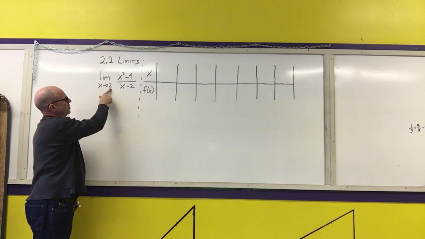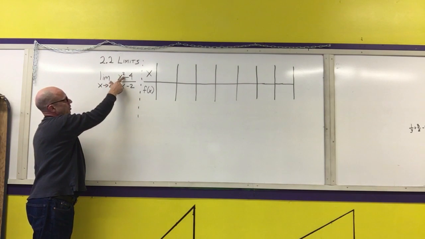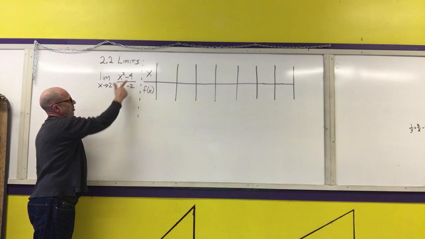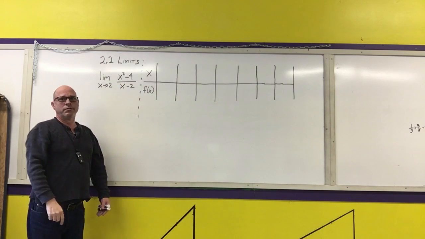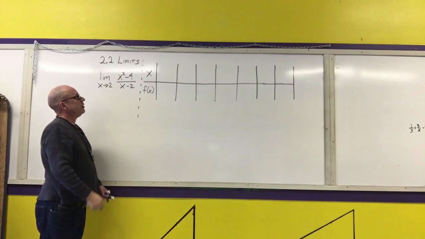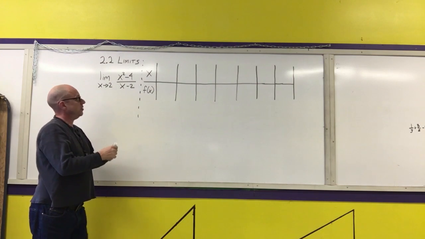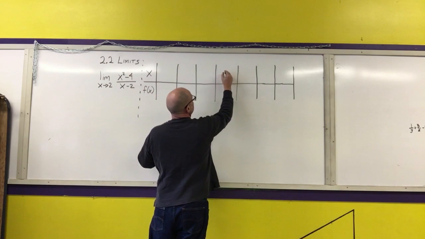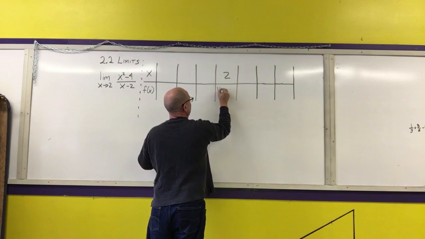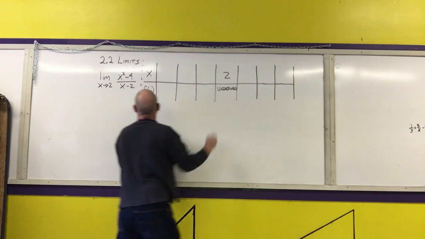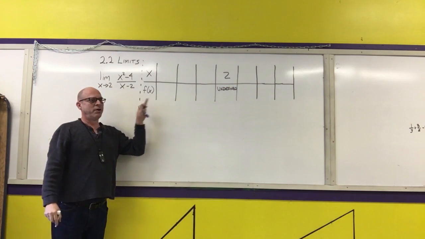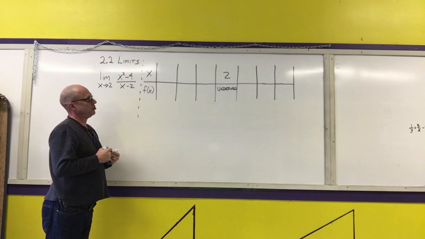If we actually put the 2 into the function, I would get 2 squared, which is 4. 4 minus 4 is 0. And then 2 minus 2 is 0, which gives me 0 over 0, which is undefined. So if I actually put a 2 into the function, we're undefined. So I cannot tell you what the value is at 2, but I can tell you what value it approaches as I get closer and closer to 2.